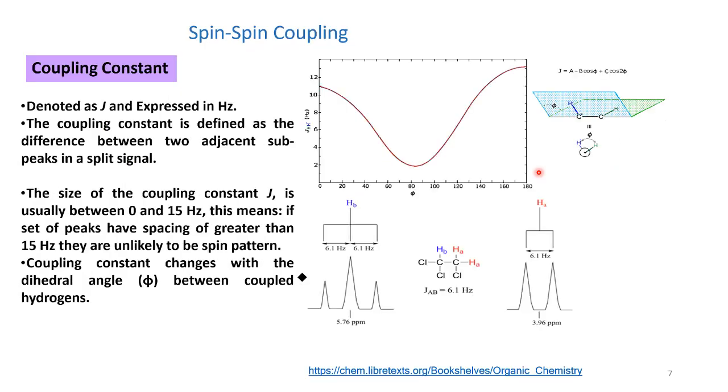Then, as I have told about the coupling constant, it is denoted by J. We can calculate it as A minus B cos phi plus C cos 2 phi. This is the formula, but we do not need it much. We just need to know the coupling constant. Sometimes we can get it from the literature also, or from the peak.